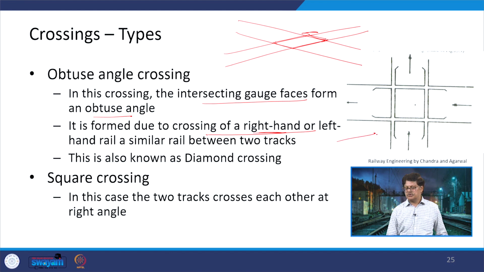Square crossing, as shown here, or as I created in the diagram previously also. There are two tracks which are crossing each other at right angles. So, in this case you can see that right angles have been created. So, this is a right angle crossing which is coming here. The wing rails are provided so as to support that crossing at this point.